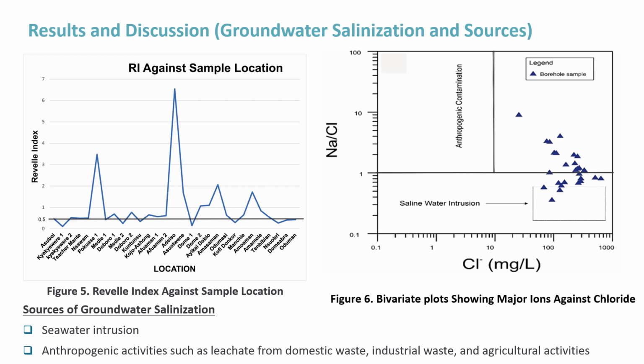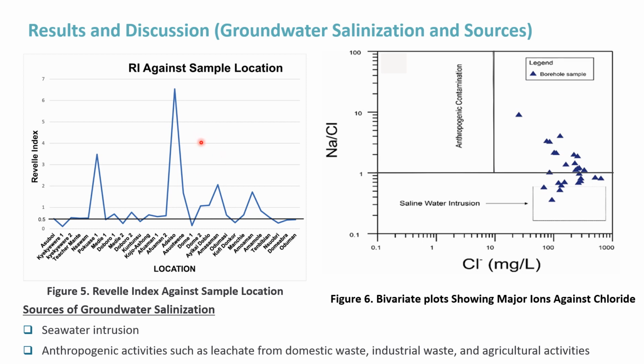To understand groundwater salinization, Revelle index values were calculated. And if these values exceed 0.5, that usually suggests that there is some form of salinization. So on this diagram, you can see that the majority of the samples have Revelle index values greater than 0.5. About 58.6% of the samples show higher Revelle index values, suggesting that there is groundwater salinization in the study area.